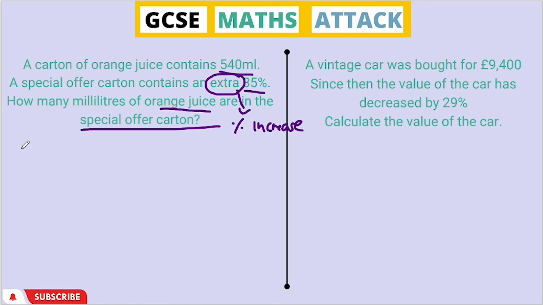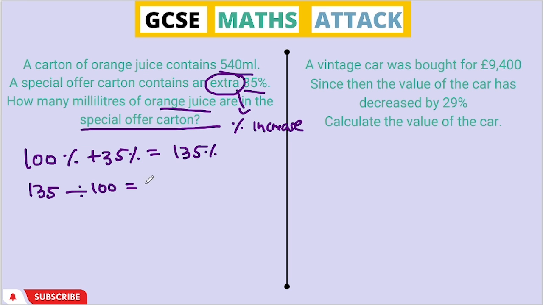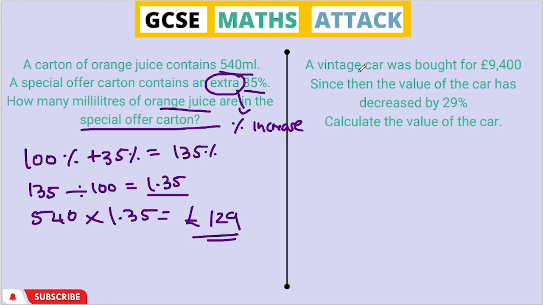Okay, so let's work out a multiplier. 100% plus 35% equals 135%. Now what you're going to do to your 135%, you're going to divide that by 100, which gives you 1.35. So your multiplier is 1.35. So you're going to do 540 times 1.35. If you place that in your calculator, you should get 729.